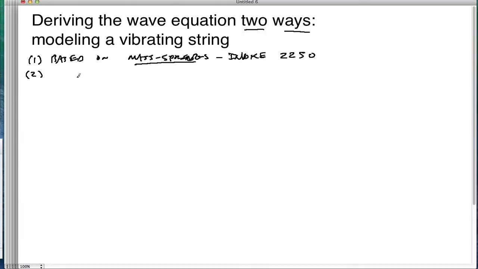And the second way we're going to do it is the book way, the way you can find in your book. And we're going to compare and contrast them. Essentially they are expressing the exact same thing, but by looking at both of these, we should get a better picture of what's going on. Anytime you can get more perspectives on a derivation, I think it's helpful. So let's go with way number one based on mass springs.